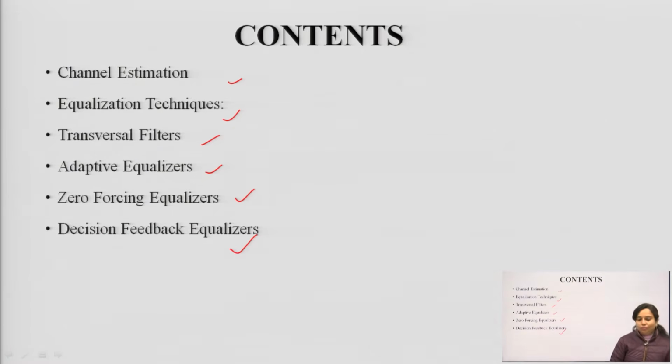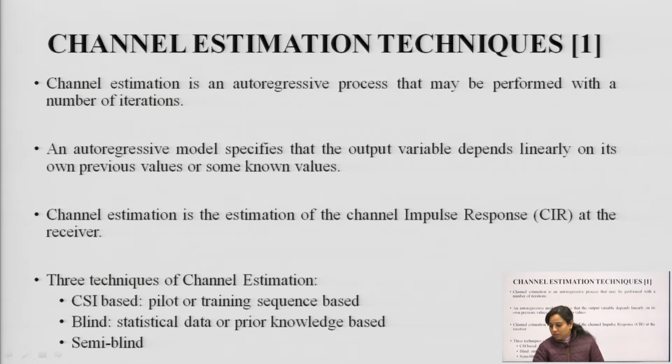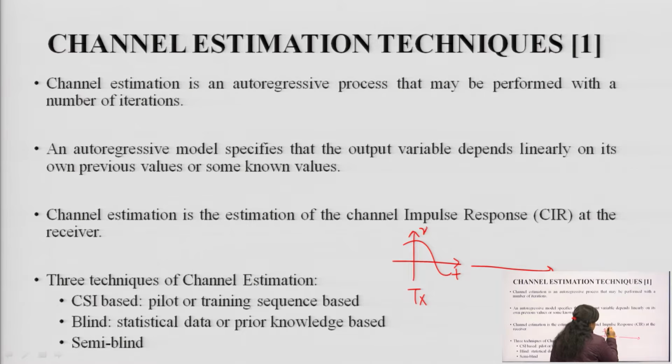So, first we will see what is an equalizer. Equalizer is basically when we are transmitting a signal, it will travel over a channel. At the channel, it will be affected by noise, that is additive white Gaussian noise. Now, let us say we have transmitted this particular signal at the transmitter side, this is the x(t) versus t graph, this is the channel. It will travel over this particular channel, and it will be added by additive white Gaussian noise.